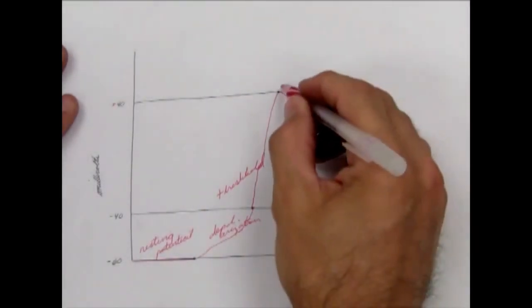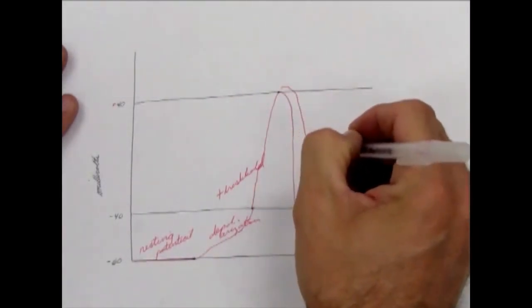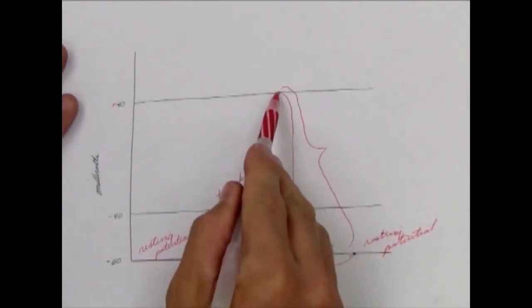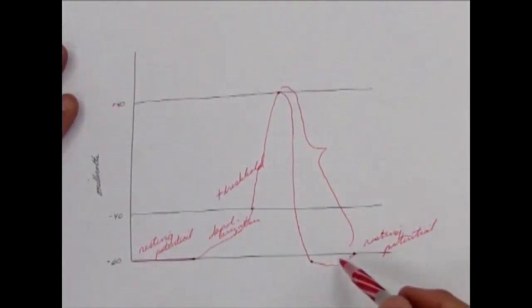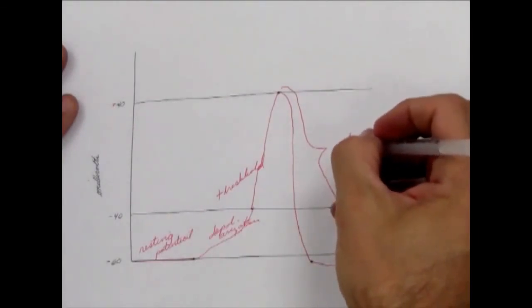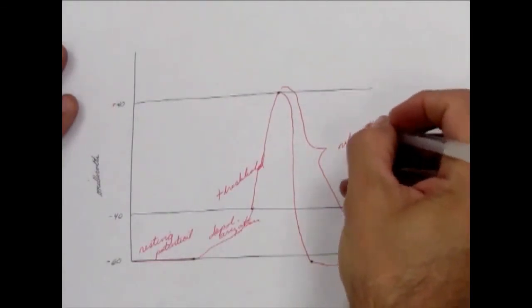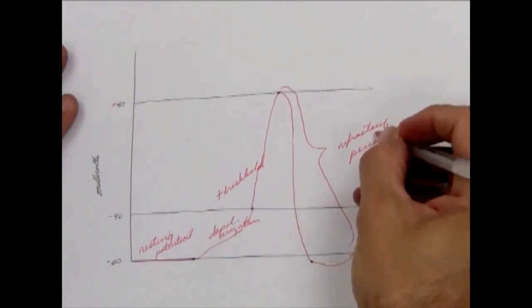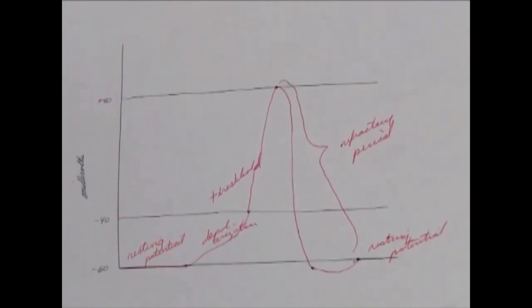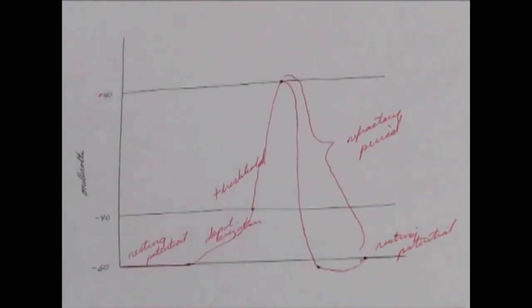There's an important period of time, another stage I want to talk about, that extends from the point of highest charge to the point of lowest, and we're going to call this the refractory period. The refractory period is the period of time in which the neuron cannot generate another action potential. And the refractory period ends once the neuron is restored to its resting potential.